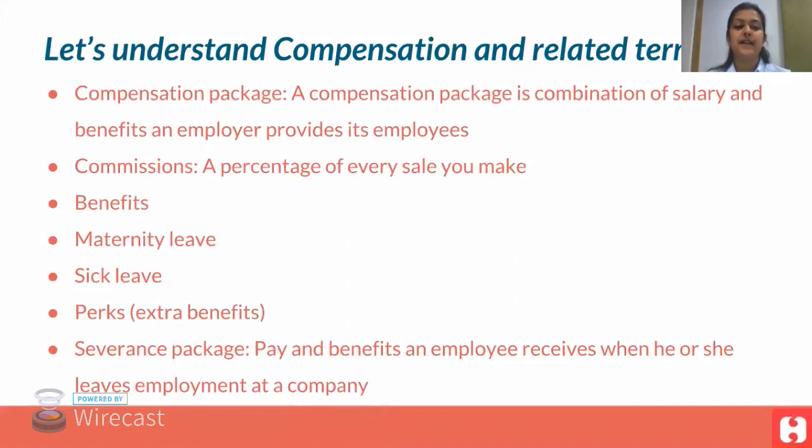A severance package is basically the pay and the benefits the employee receives when he or she leaves the company. For example, if I have an accumulation of my holiday leave or my sick leave that I can get in cash, then that can be accounted as a severance package.